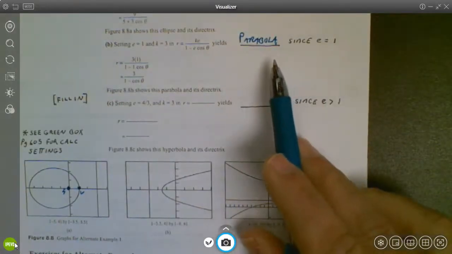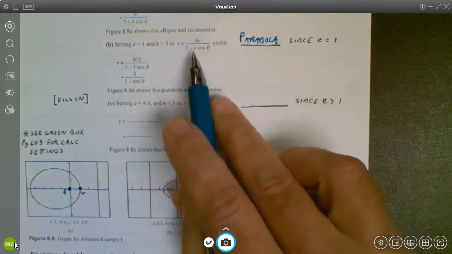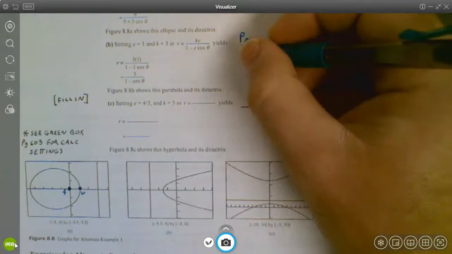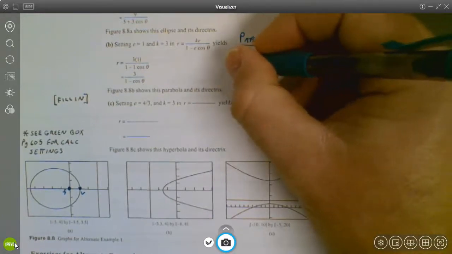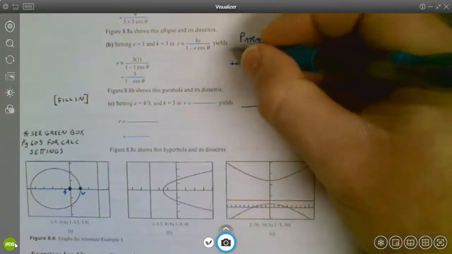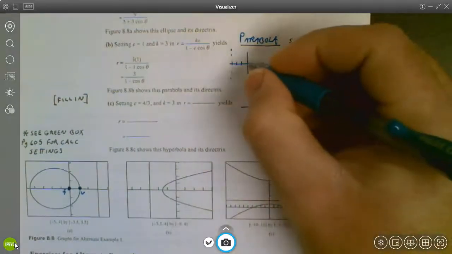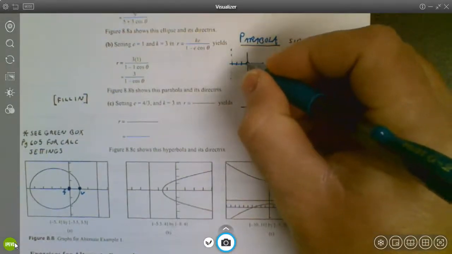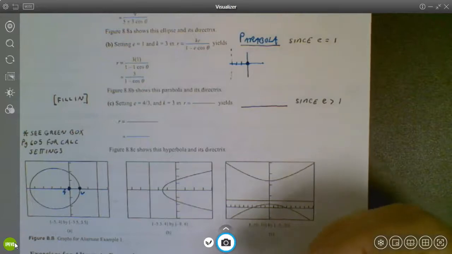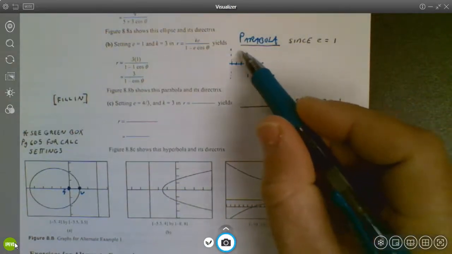They also said that the directrix is x equals -3. So you'll notice on this one, if x equals -3, in just a general, super simple sketch here, then I know my directrix looks like this. So there's my directrix, which tells me if my focus is at the pole, as they say, then I know my parabola is going to open up to the right.